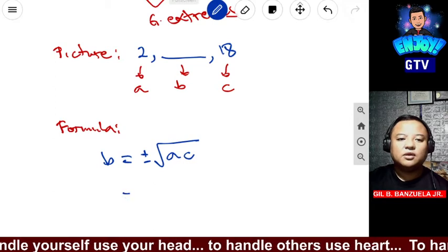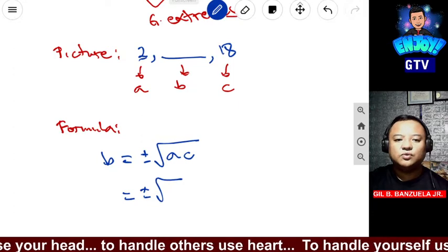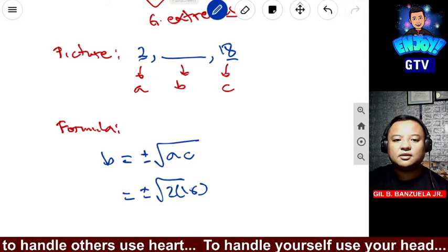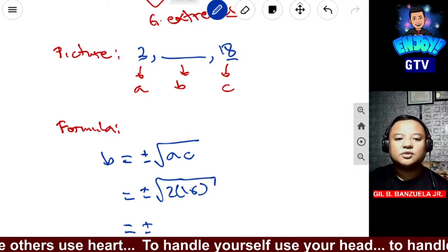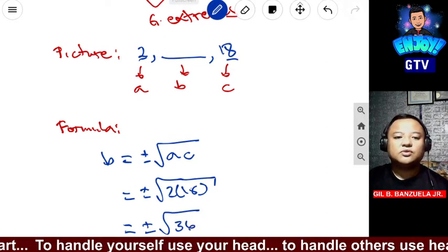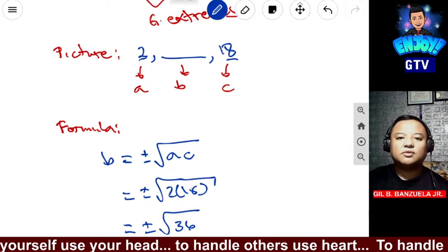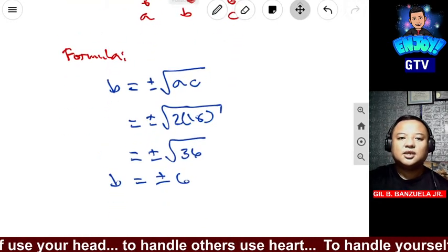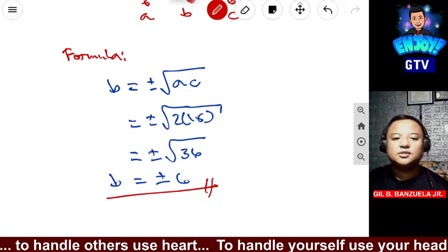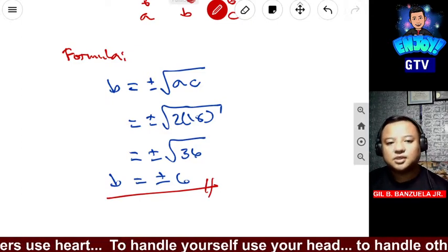Now after doing so, we are now ready to plug in all the values that we have. So therefore, geometric mean is equal to plus or minus the square root of your A, which is 2, then multiply to your C, which is 18, and close. Then we're now ready to simplify. The square root of 2 times 18, so that is equal to 36. So therefore, our geometric mean in this case is plus or minus 6. Alright guys, so therefore, we have 2 possible geometric means. So that is positive 6 and negative 6.